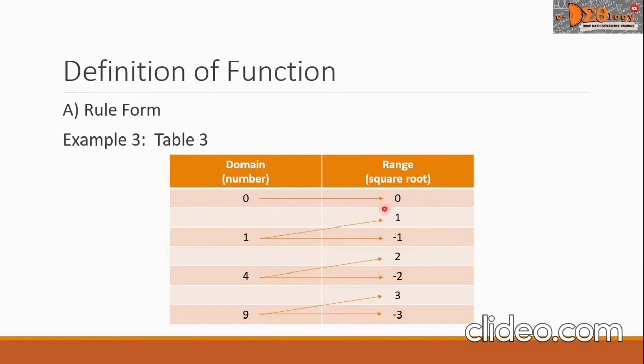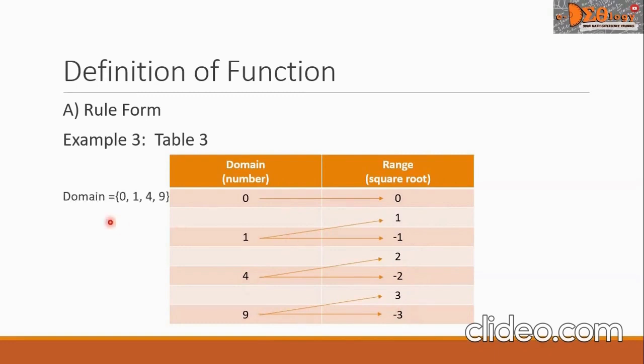Square root of 0 will be 0. Square root of 1 is 1 and -1. Square root of 4 is 2 and -2. Square root of 9 is 3 and -3.